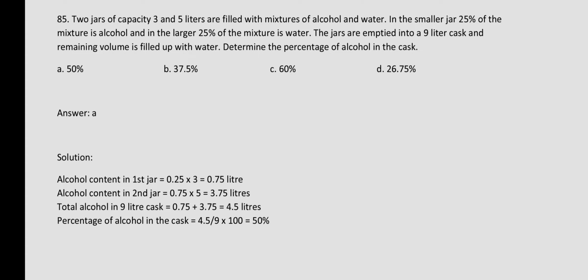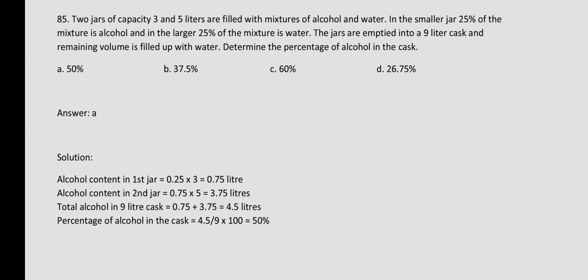So, solution dyan, alcohol content mo sa first jar is 0.25 times 3. Kaya, 0.75 liter. Yung alcohol content mo sa pangalawang jar mo is 0.75 kasi 75% yung nandoon sa pangalawang jar mo. Okay? Times 5 kasi 5 liters. Ayan o, nakalagay kasi dyan, in the larger, 25% of the mixture is water. So, ibig sabihin, yung tira doon na 75%, yun yung alcohol mo sa pangalawang jar.